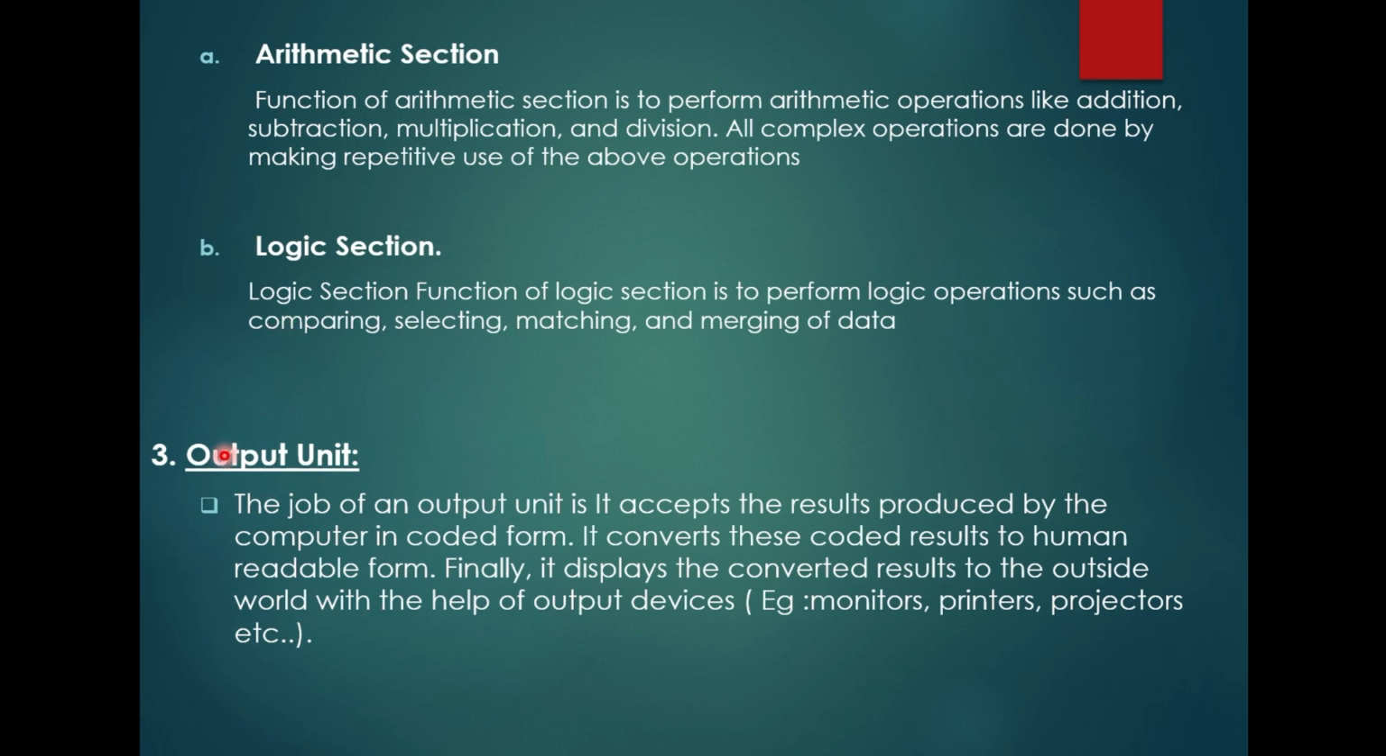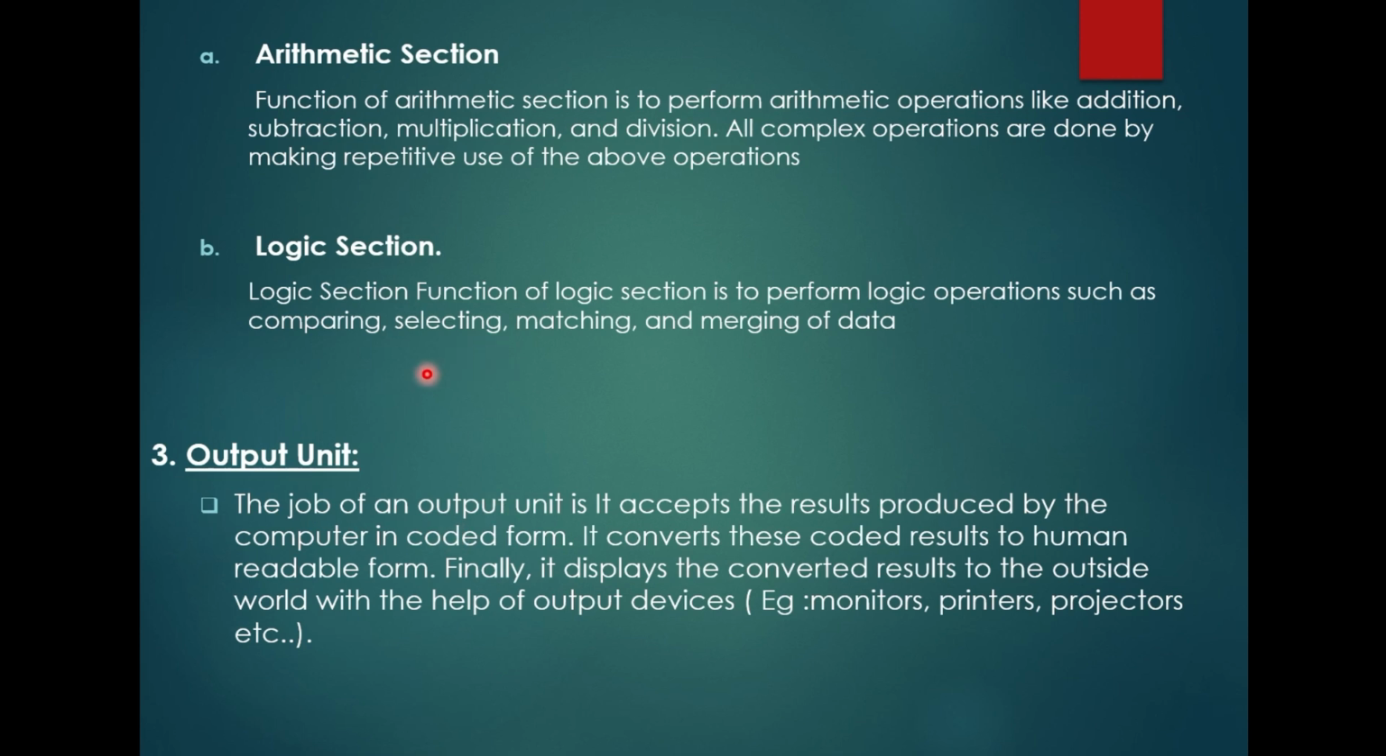Okay. Next, the output unit. This is the final unit of the block diagram of the computer. Output units are nothing but the monitor and printer. These are all output units which convert computer data to information. The job of an output unit is that it accepts the results produced by the computer in coded form. It converts these coded results to human readable form. Finally, it displays the converted results to the outside world with the help of output devices.